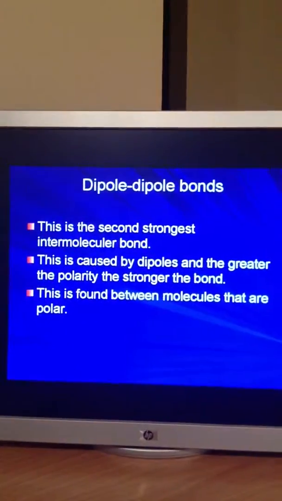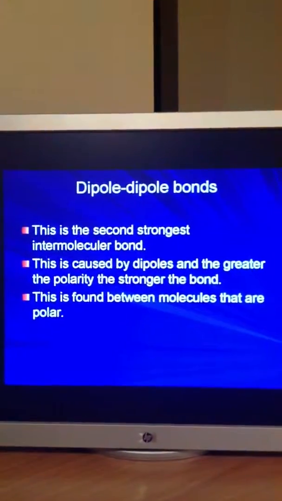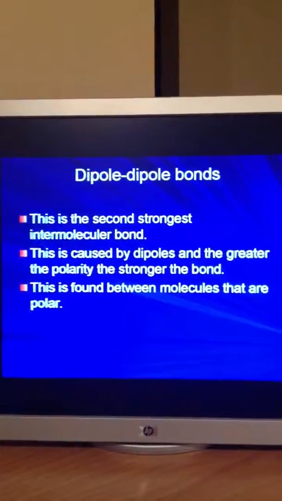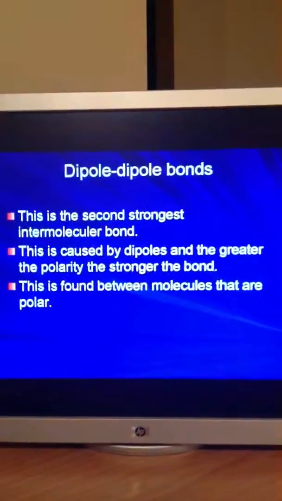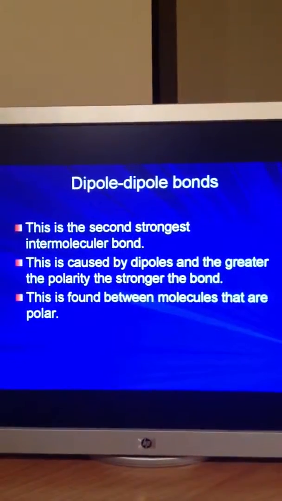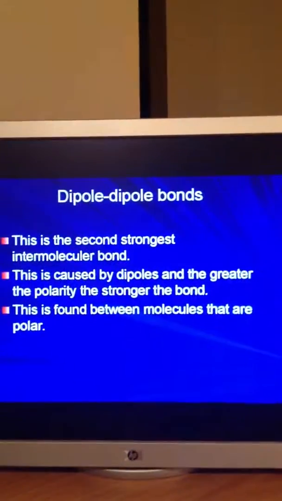The second type of bond is a dipole-dipole bond, and it is the second strongest intermolecular bond. This is caused by dipoles, and the greater the polarity, the stronger the bond. And this is found between molecules that are polar. However, these do not have a hydrogen.